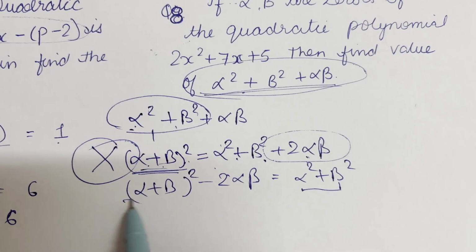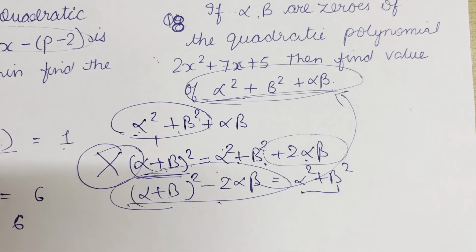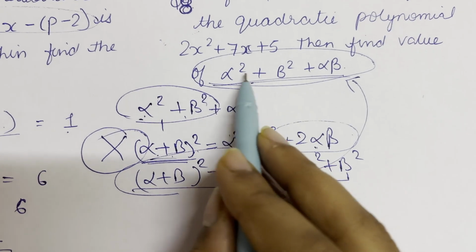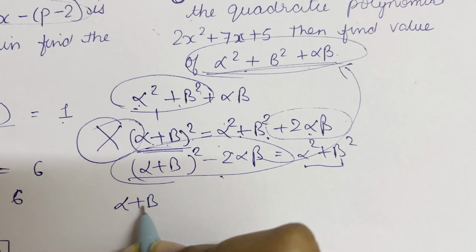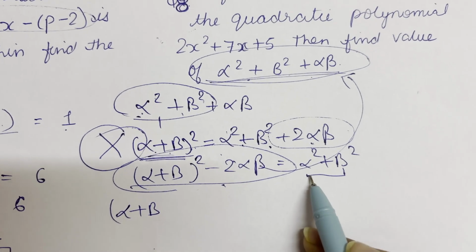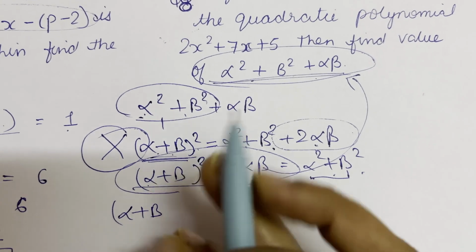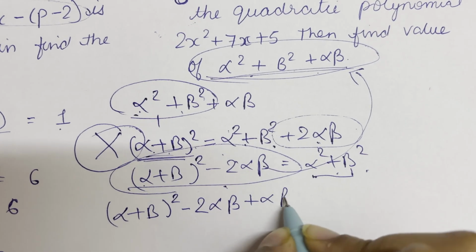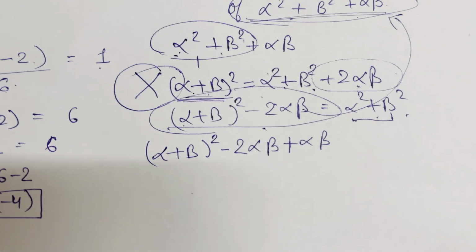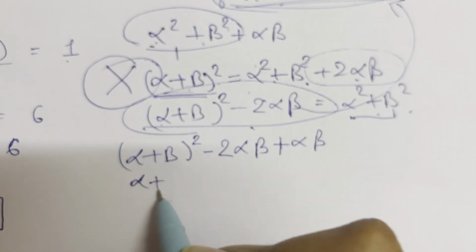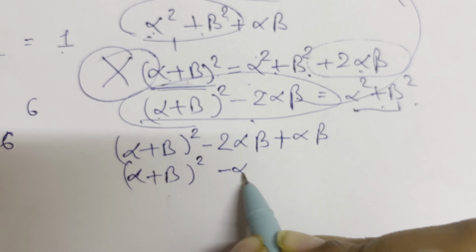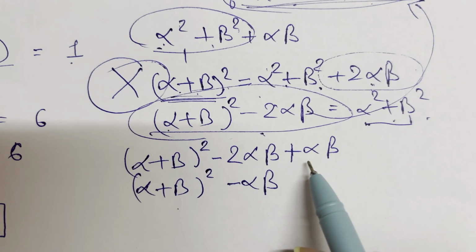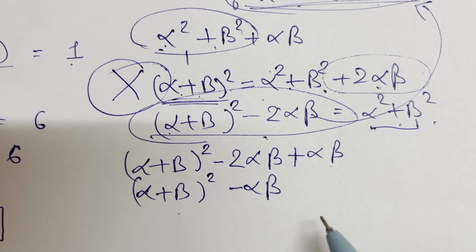Now I'll substitute this value in the equation asked in the question. In place of alpha square plus beta square, I can write alpha plus beta whole square minus 2 alpha beta, plus alpha beta. On further simplification, I got alpha plus beta whole square minus alpha beta, since minus 2 alpha beta plus alpha beta gives us minus alpha beta.